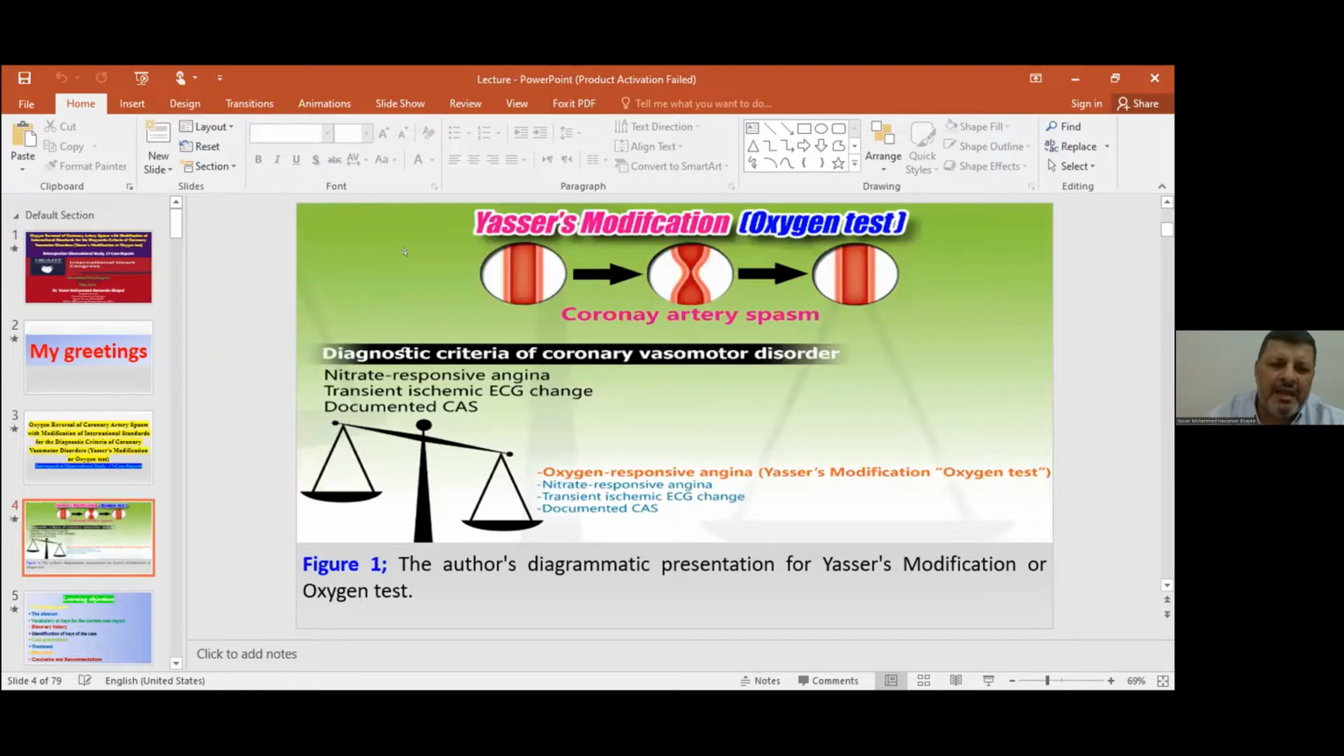This diagram is very, very important. It shows the diagnostic criteria of coronary vasomotor disorders versus the new modification. This is the old diagnostic criteria: nitrate-responsive angina, transient ischemic ECG changes, documented coronary artery spasms, versus the new criterion: oxygen-responsive angina, or Yasser modifications, or the oxygen test.